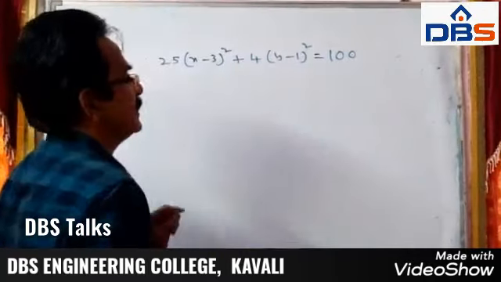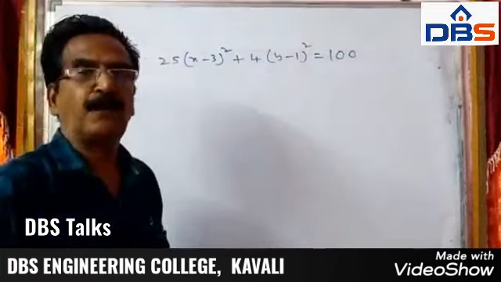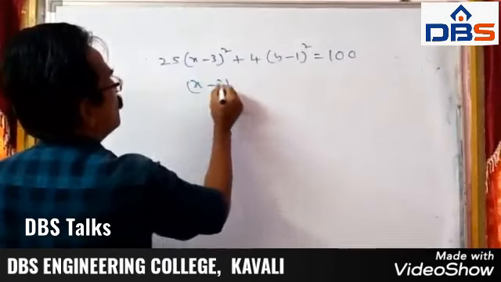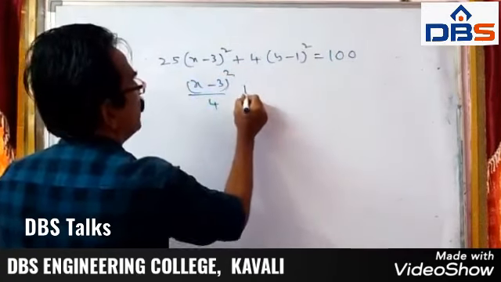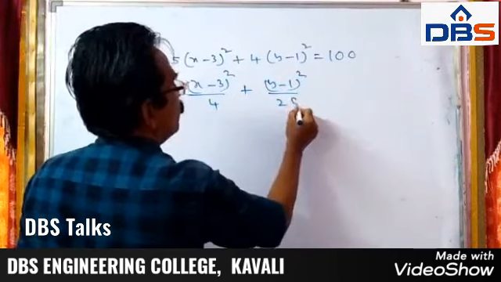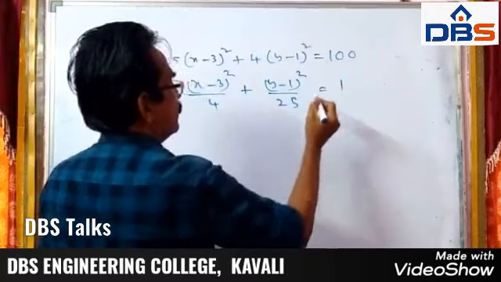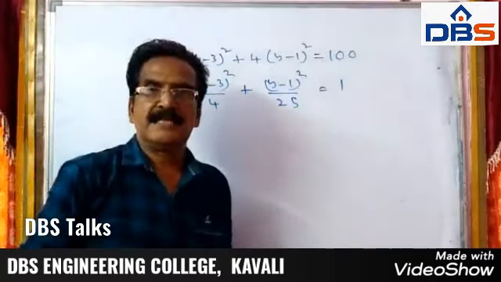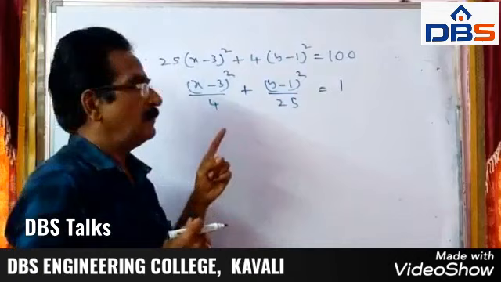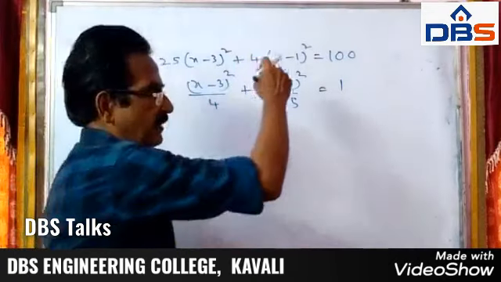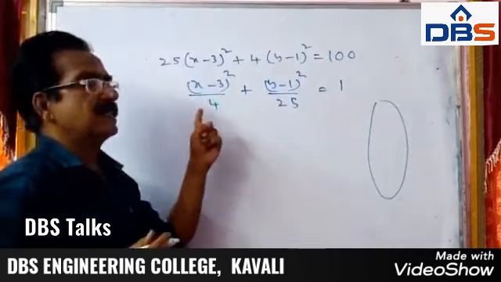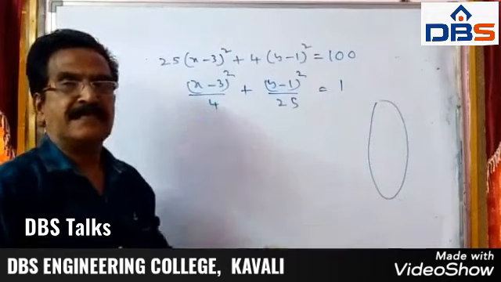Okay friends, this is just a slightly different problem. See, by dividing with 100, x minus 3 whole square by 4, plus y minus 1 whole square by 25 is equal to 1. This is the second type of ellipse, that is a vertical ellipse. This is a vertical ellipse because a is less than b type.